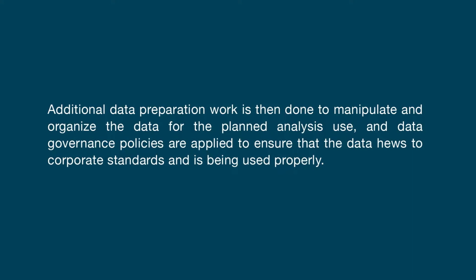Once the data that's needed is in place, the next step is to find and fix data quality problems that could affect the accuracy of analysis applications. That includes running data profiling and data cleansing jobs to make sure that the information in a data set is consistent and that errors and duplicate entries are eliminated. Additional data preparation work is then done to manipulate and organize the data for the planned analysis use, and data governance policies are applied to ensure that the data hews to corporate standards and is being used properly.